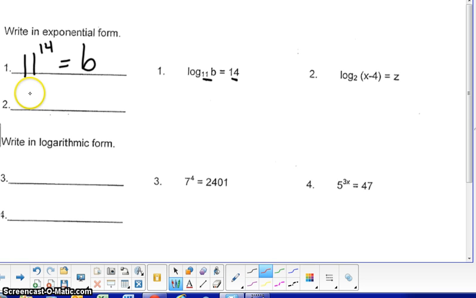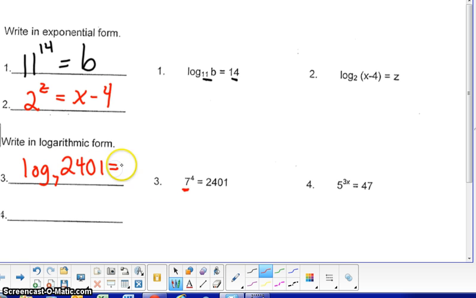For the next one, 2 is the base, so now it's going to be a larger font here in exponential form, to the z equals x minus 4. Now we're doing the opposite, so now the 7 is going to be the base, which is going to be a subscript of log, and then the exponent. Same here. The base 5 is now going to be a little base 5. 47 is going to be right beside that, and 3x.